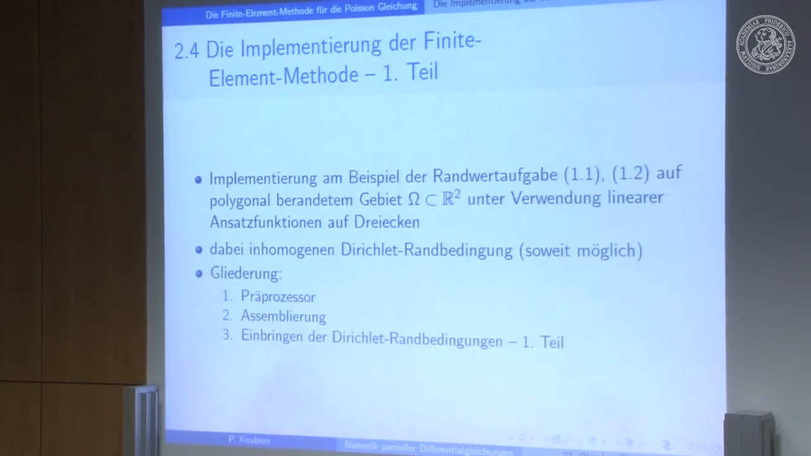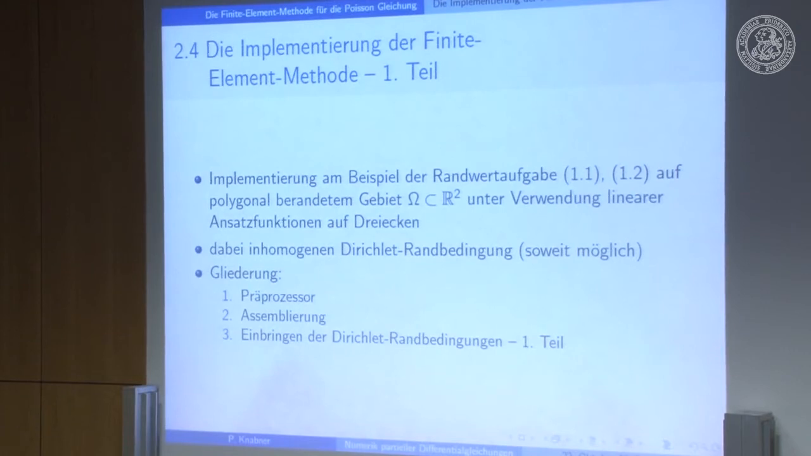So we restrict ourselves now again to the model problem, but we will see in the process of working this out how this can be generalized. So first of all, we have a domain in R2 only. It's polygonally bounded. We use linear ansatz functions on triangles, and the underlying problem is this one. It's the Poisson equation with homogeneous Dirichlet boundary conditions. Later on, I will tell you how to include Dirichlet boundary conditions. This will be only operational. I will just tell you how to do it. And later on, we will understand why this is reasonable to do it like that.